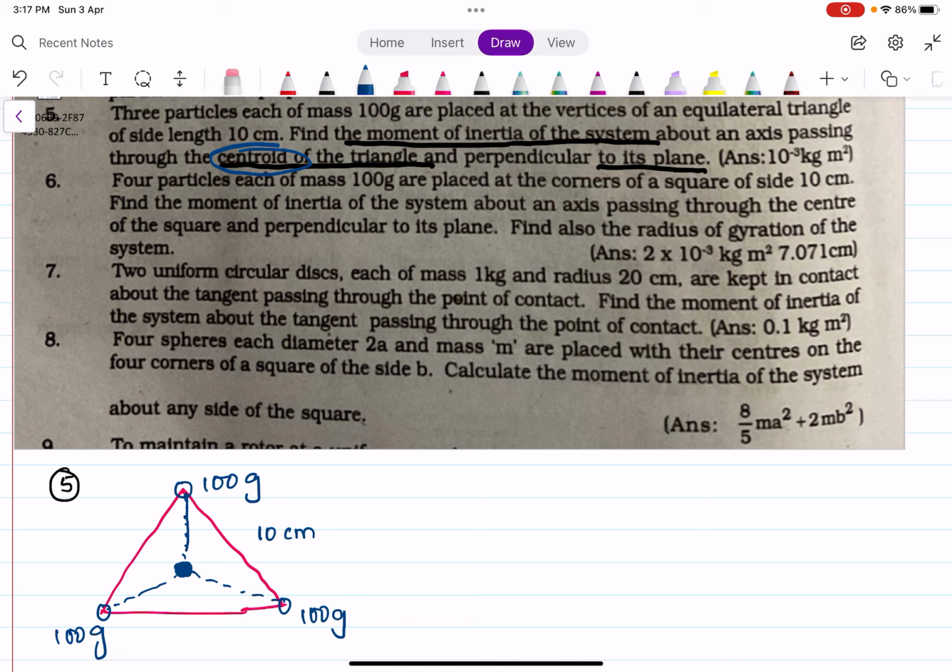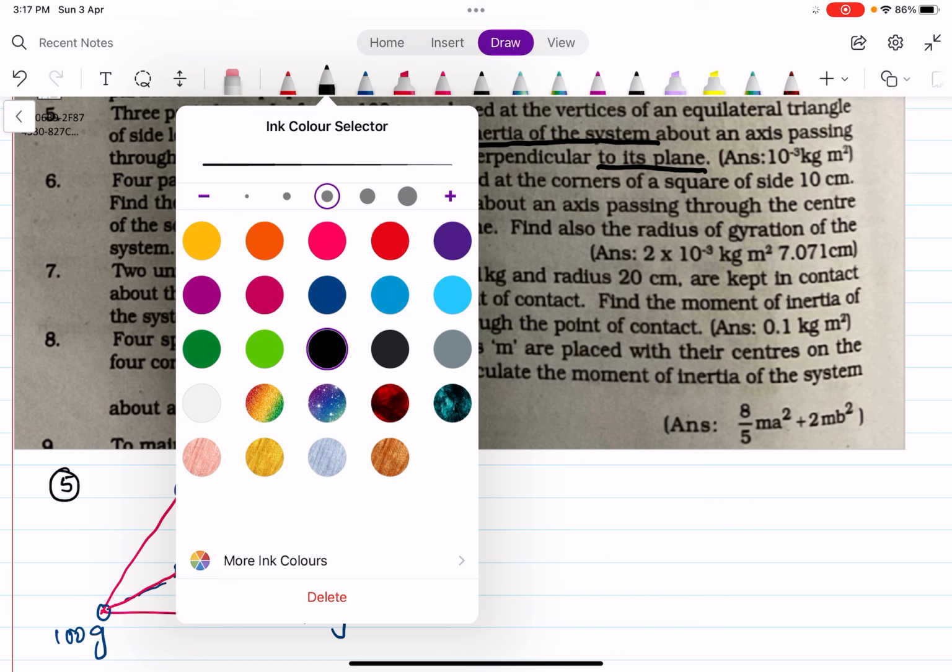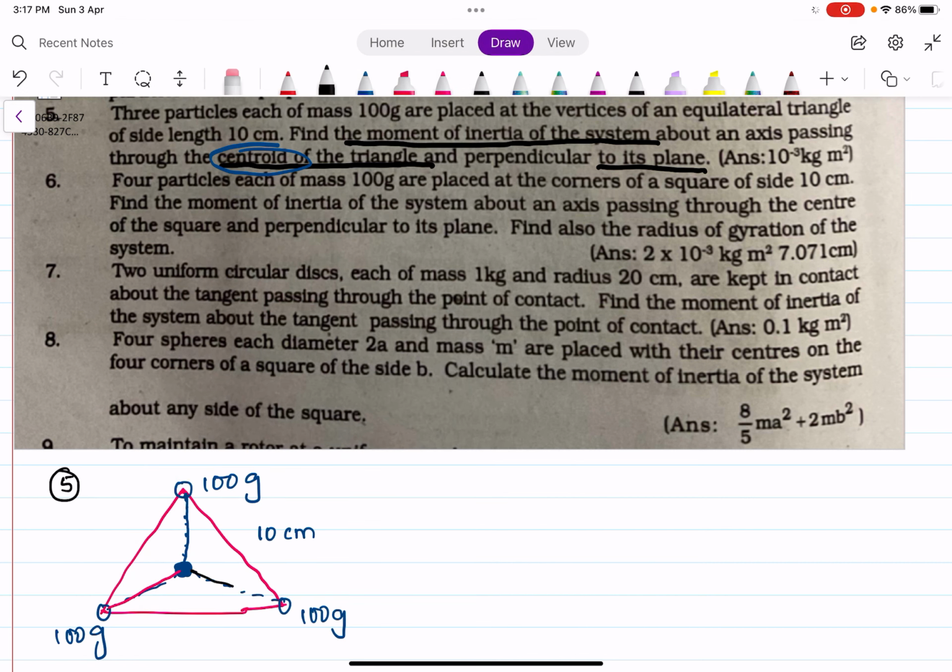If the axis is passing through this point like this, this mass is at a distance of this much, this mass is at a distance of this much, and the other mass is at a distance of this much. These three distances from the vertices are equal, and we need to find this distance. All are the same, let us consider this is R. In order to find this R value, I am bisecting this length. So, this is 10 and this would be 5 centimeters.